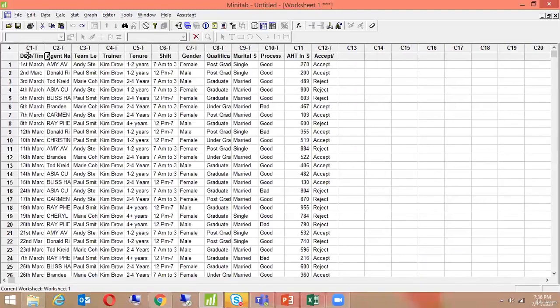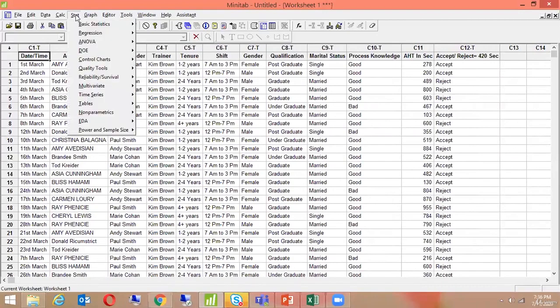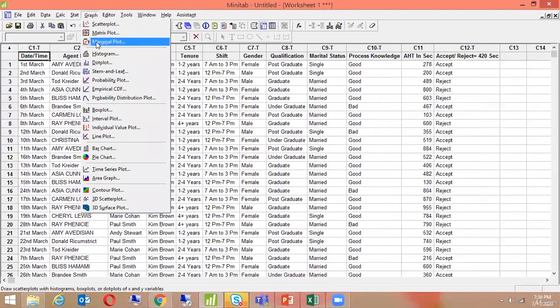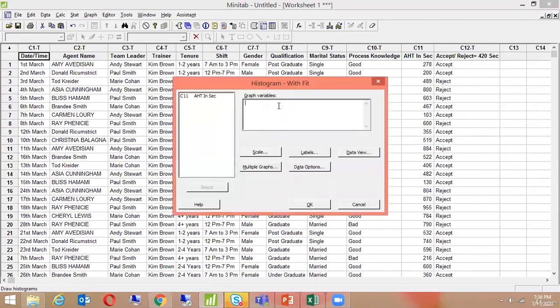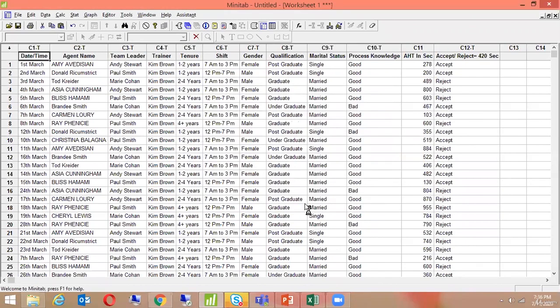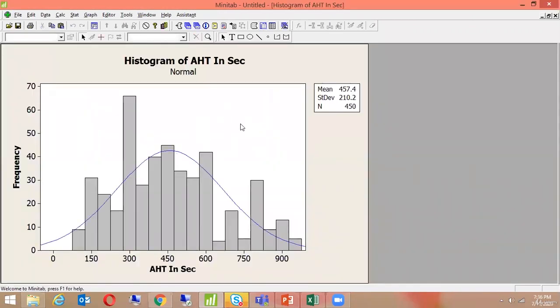Always remember we have to paste it here. So Graph, Histogram. Always use With Fit, because when you use fit, it will tell you what it should be as per the normal distribution. We will cover normal distribution after this. Under Graph variables, you will have the data which you want to use. Here we have the AHT data, which is the handling time data in seconds. I click on OK, and here you see the histogram has popped up.